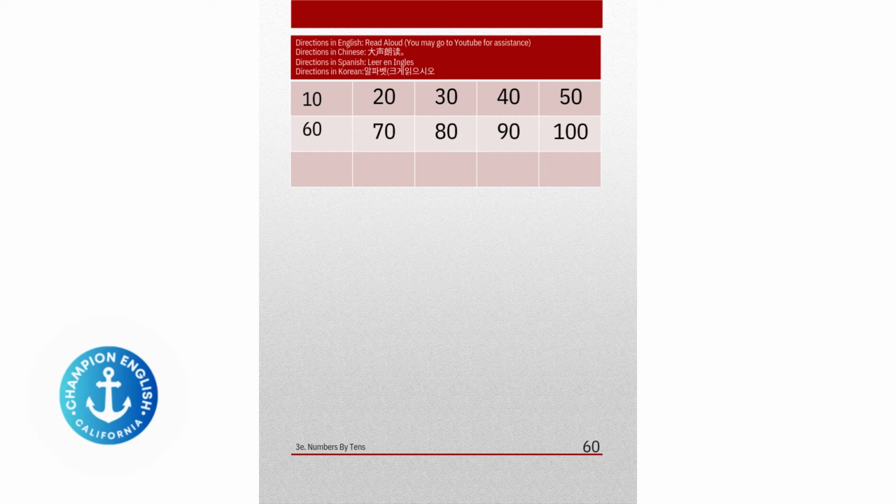So I want you to write where you see 10, I want you to write 10. Where you see 20, write 20. And 30, write 30. And 40, write 40. And 50, write 50. And 60, write 60. And 70, write 70. And 80, write 80. And 90, write 90. And 100, write 100.